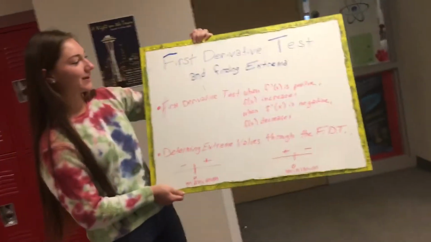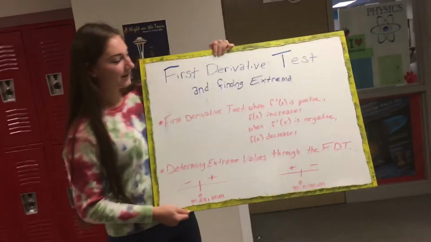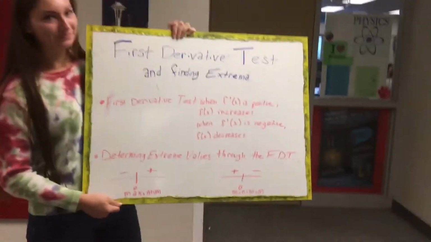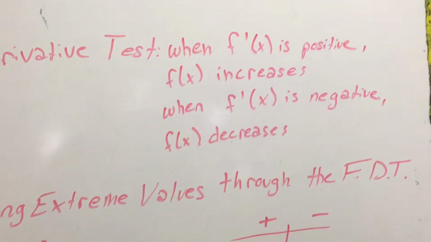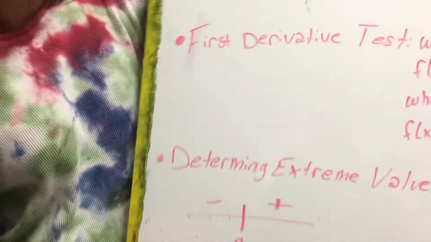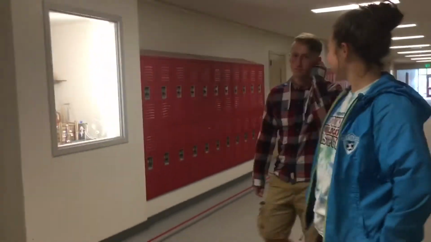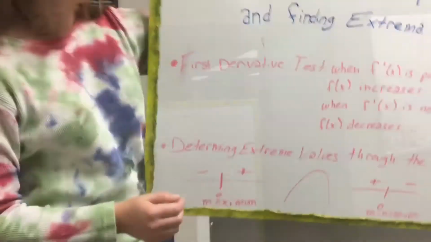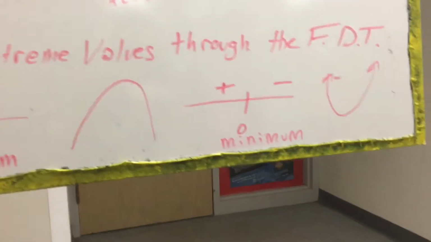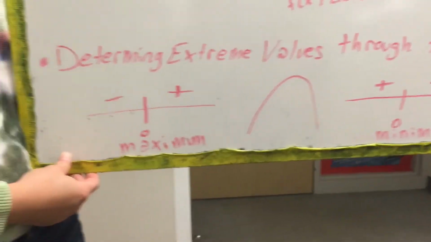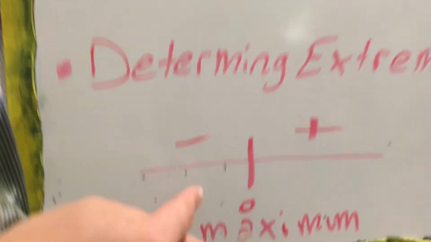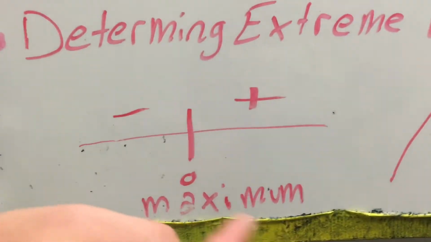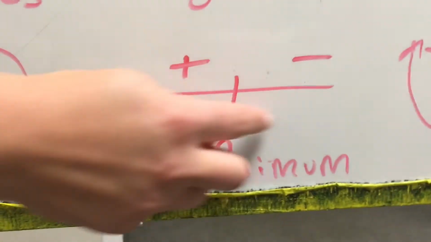The first derivative test is pretty cool. When f prime is positive, f of x increases, and when f prime is negative, f of x decreases. So determining extreme values through the first derivative test, you take a critical point, we used 0, and plug in numbers on both sides. If it's a maximum, it'll be positive, negative, and if it's a minimum, it'll be negative, positive.